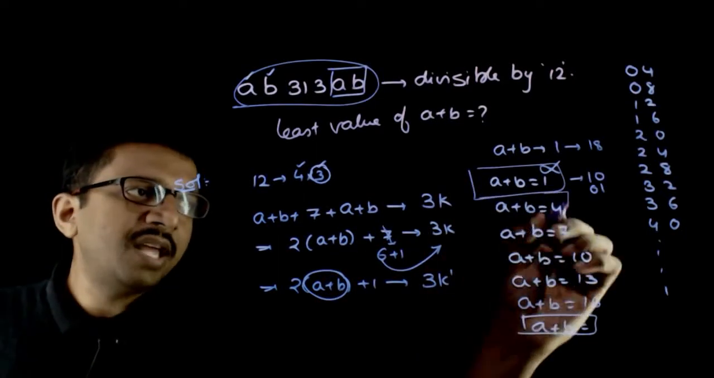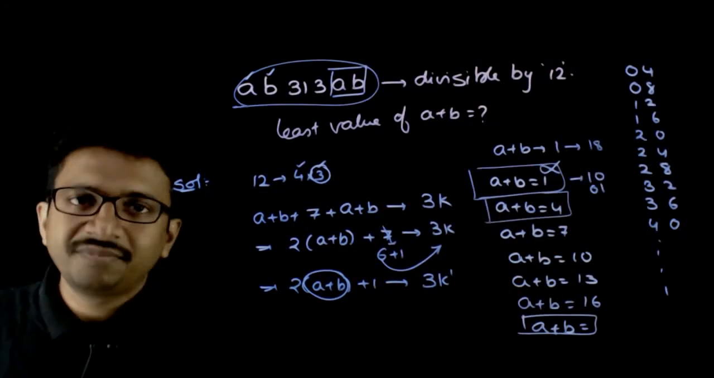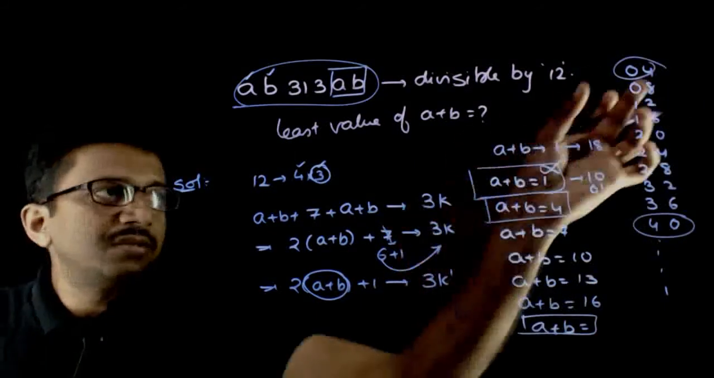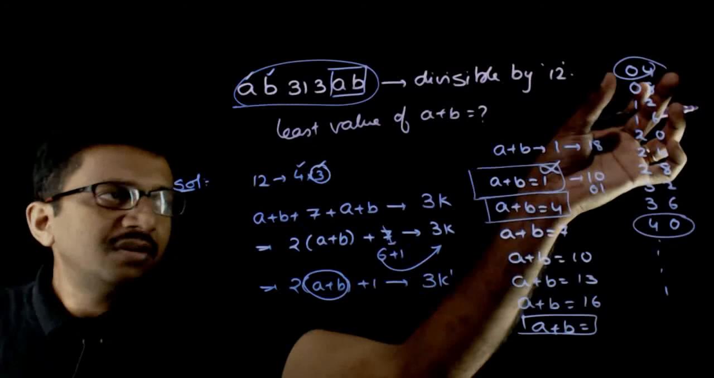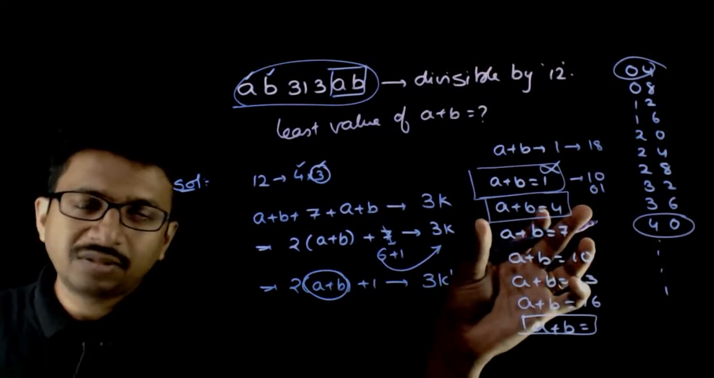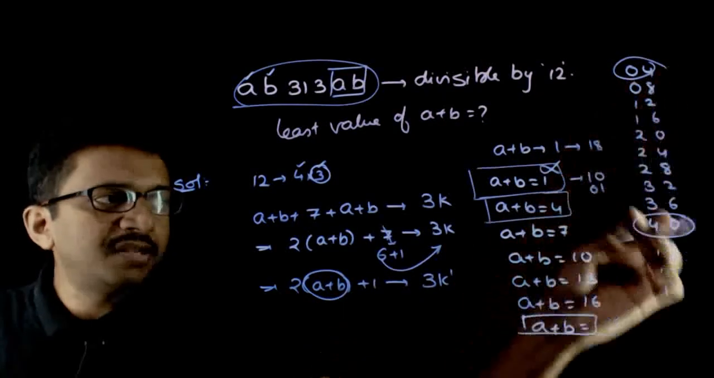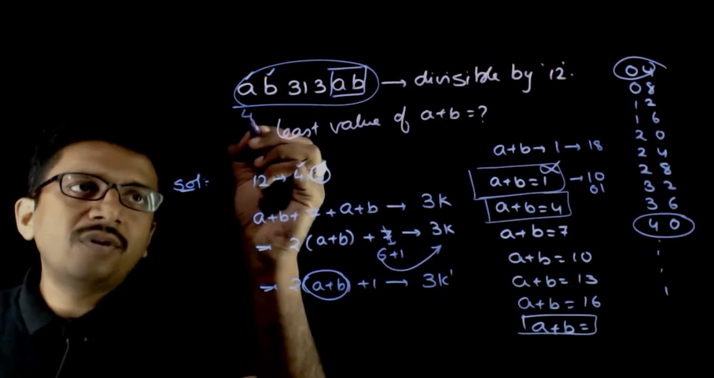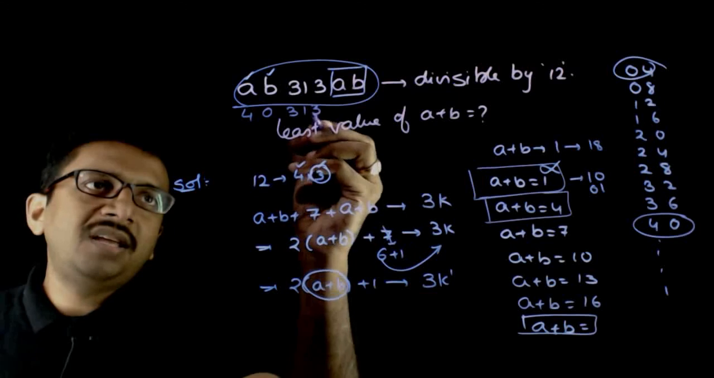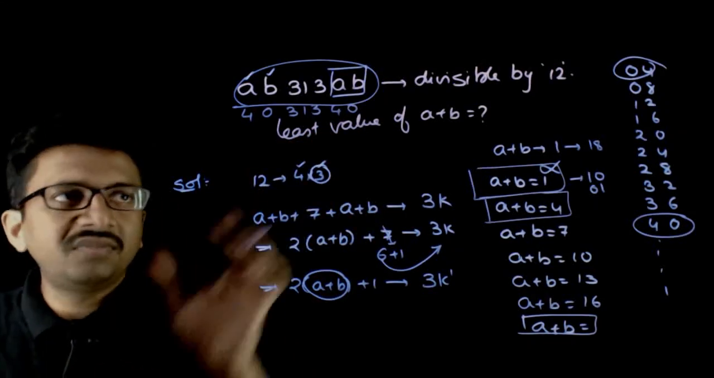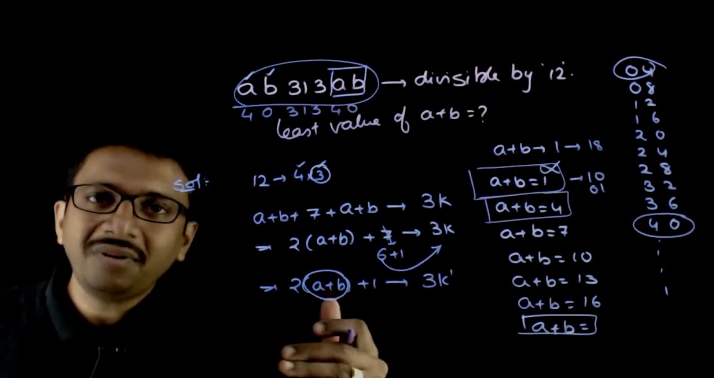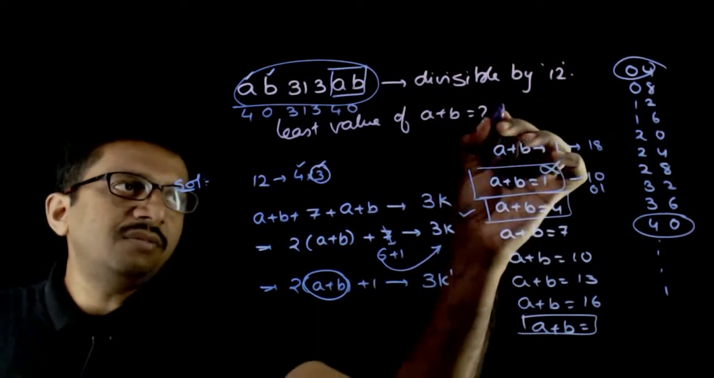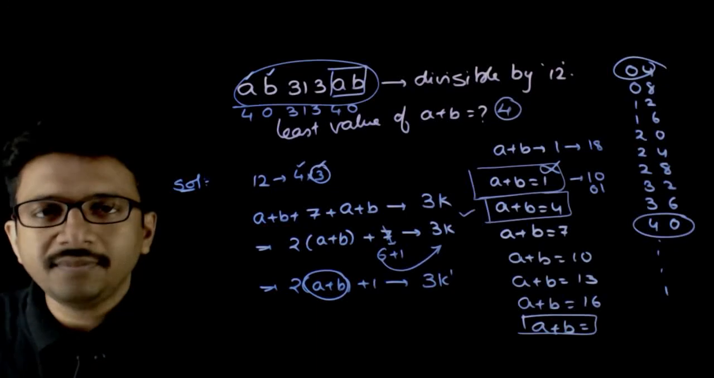So is there a number where A plus B is equal to 4? You can check. You have 40 or 04. If you take this option, A plus B is equal to 4, if AB is 40 or 04. That is 4031340. This number is divisible by 4 as well as 3. So the least possible A plus B is equal to 4. Thank you.